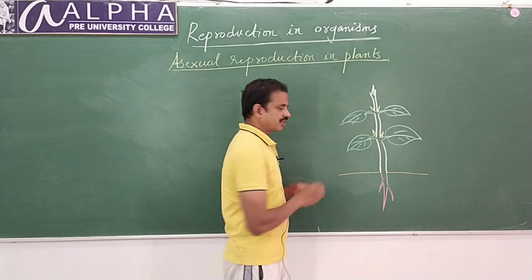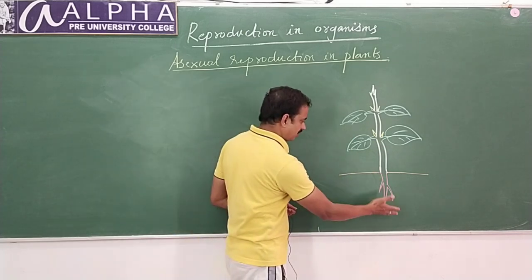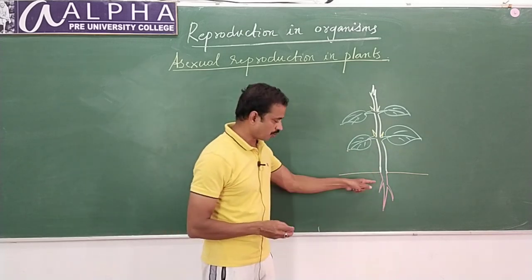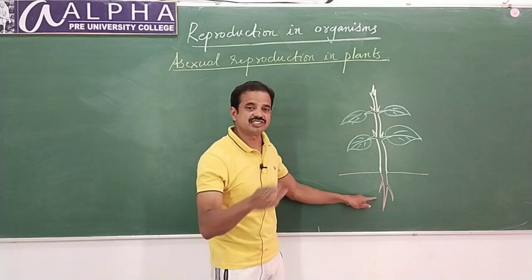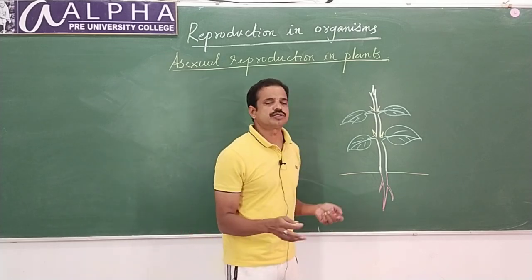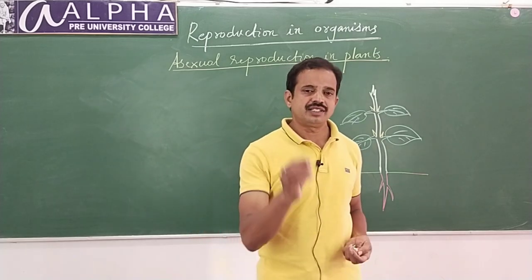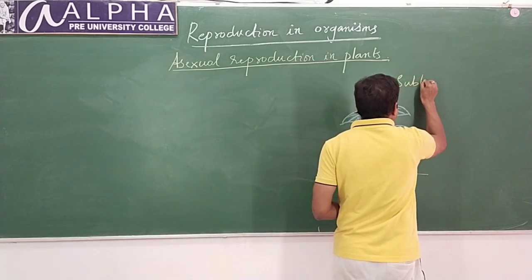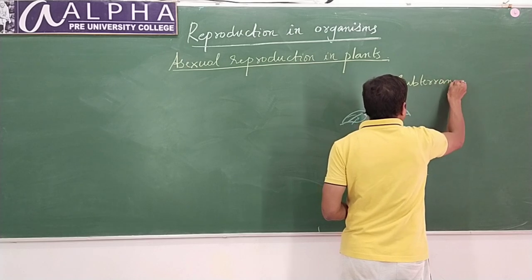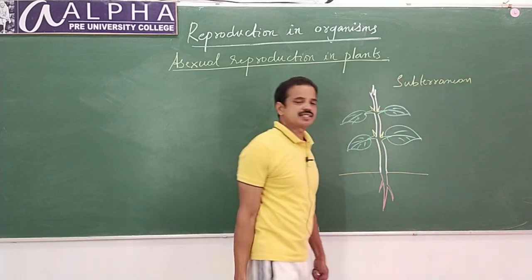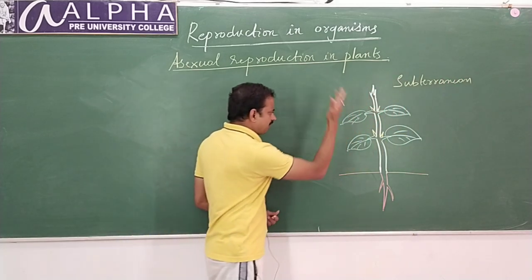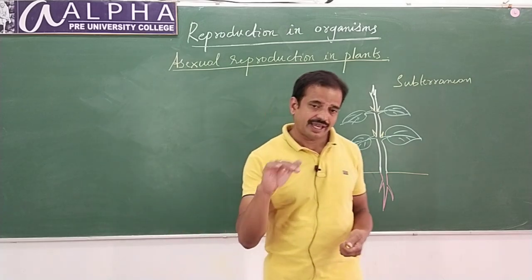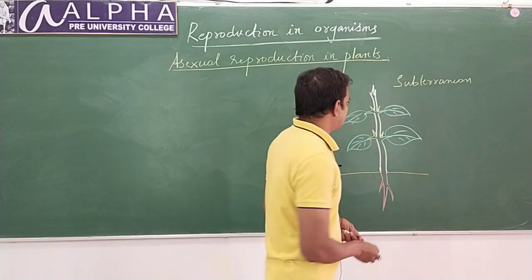Students, this is the structure of the plant. The plant has a part which we call a root. The root is present inside the soil, and anything which grows in the soil, we simply refer to as subterranean. Here the root is subterranean, and the remaining part of the plant which grows above the soil, we consider as the aerial part.